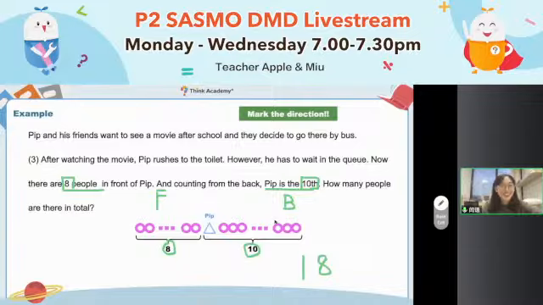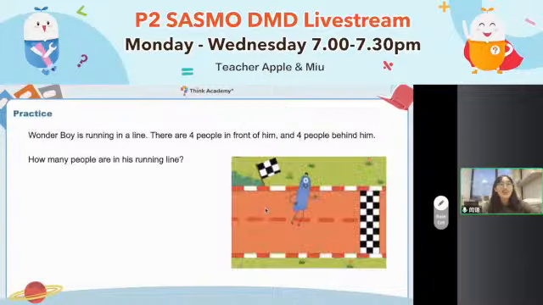Okay, good job. So now everyone, it's time for you to do some practice. Also, this is not about the queuing, but actually it is still a kind of queuing problem. Wonder Boy is running in a line. There are 4 people in front of him and 4 people behind him. How many people are there in his running line? Can you find it? I think maybe I just give you 20 seconds. How many people are there?